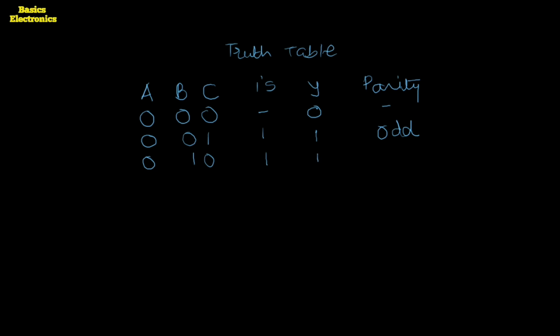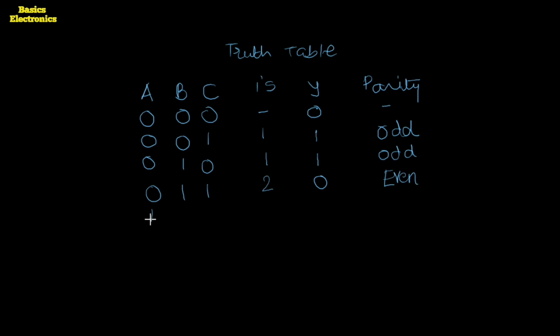y is equal to 1, and the parity is again the odd parity. Okay, if the next entry we see is 0, 1, 1, the number of ones is 2. Number of ones is 2 means output is equal to 0. And here we get the parity is the even parity.